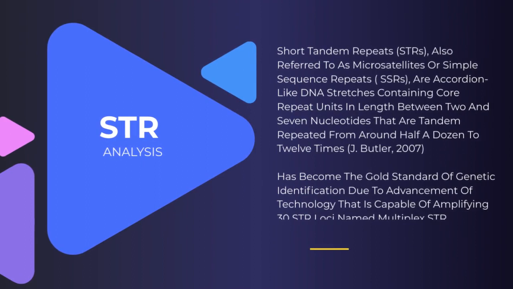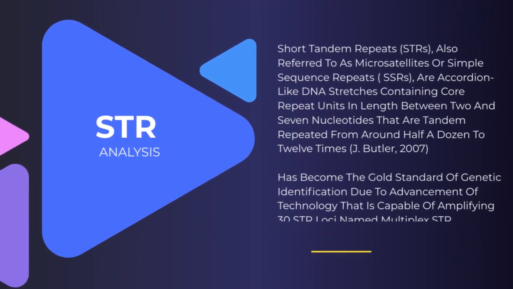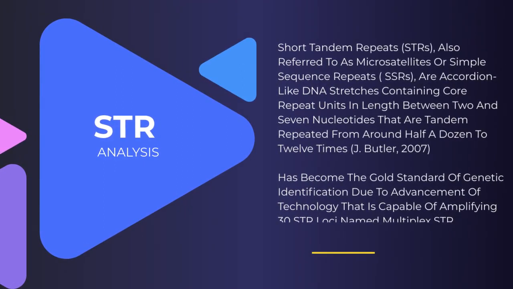Short tandem repeat, also referred to as microsatellites or simple sequence repeat, are accordion-like DNA structures containing repeat units between 2 and 7 nucleotides in length that are tandem repeated from around half a dozen to 12 times. It has become the gold standard of genetic identification due to advancements of technology that is capable of amplifying repeat STR loci, named multiplex STR.